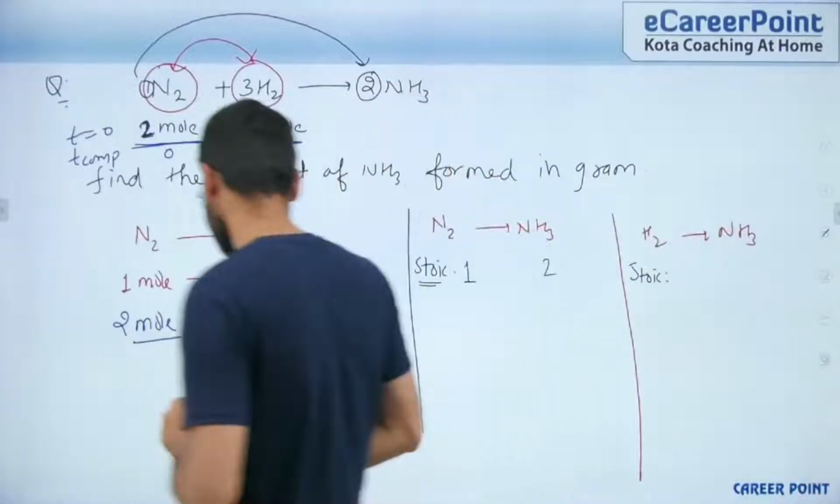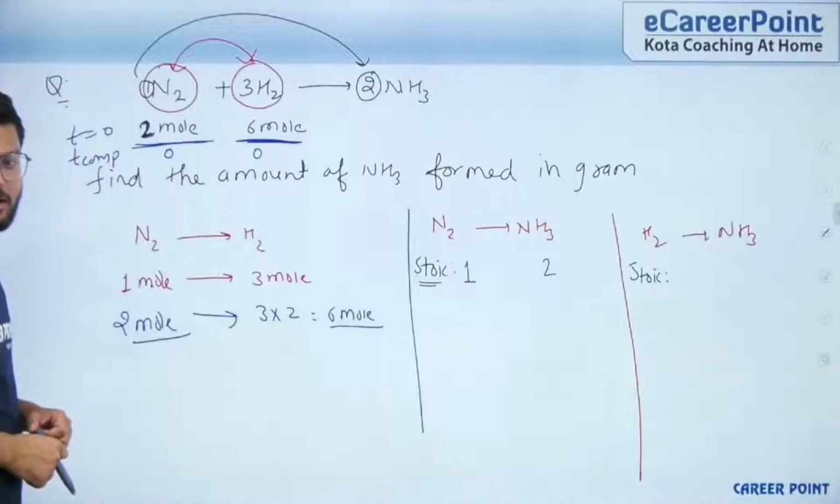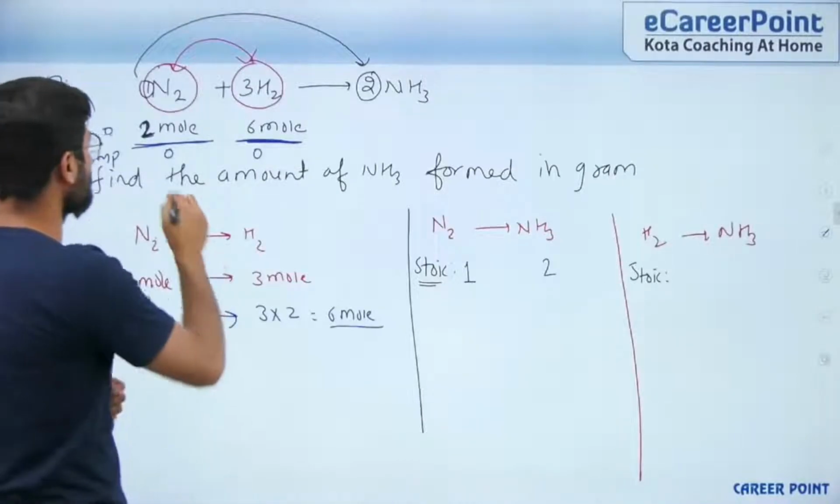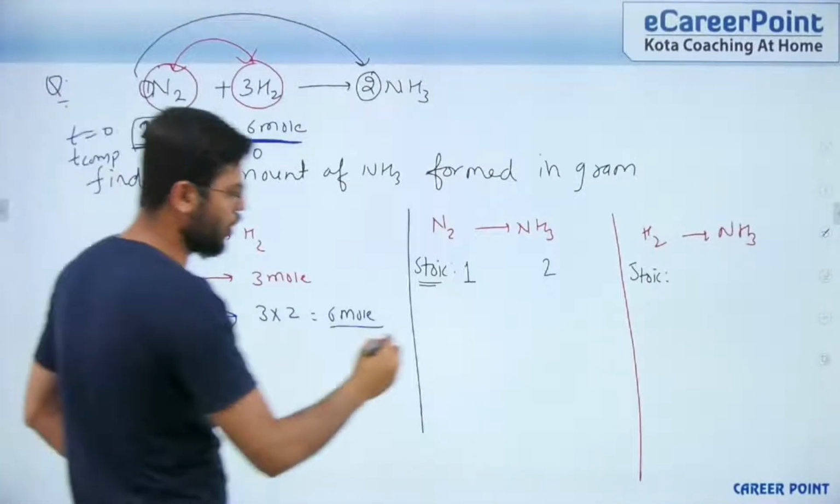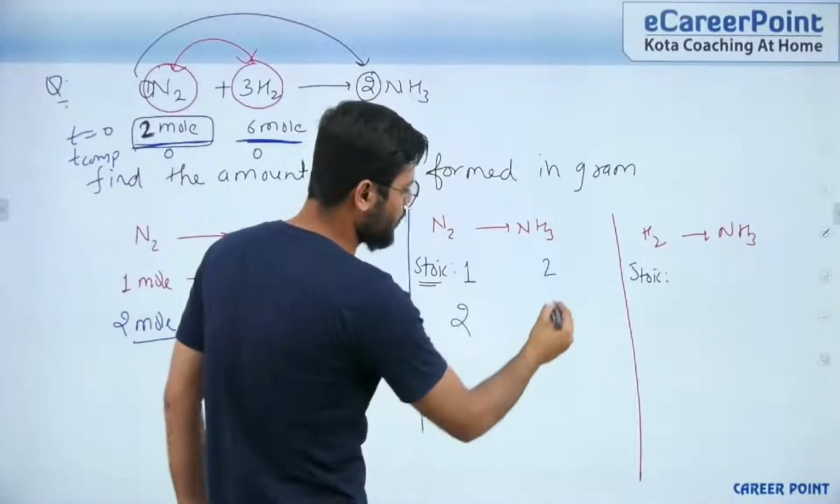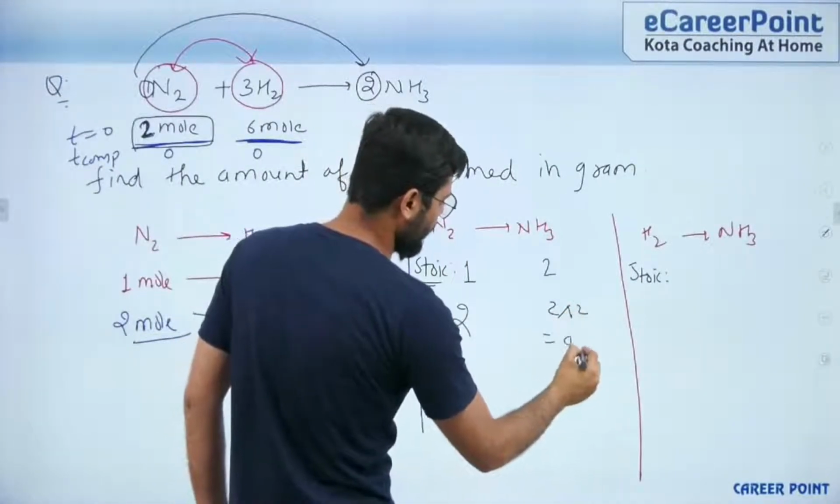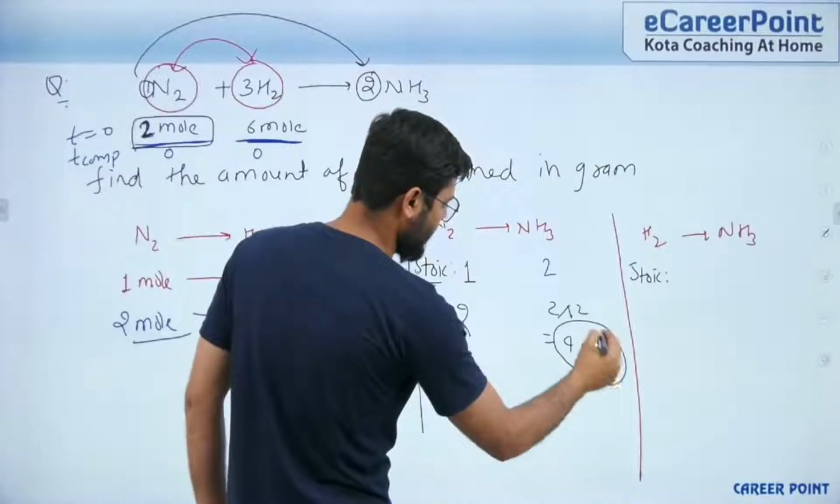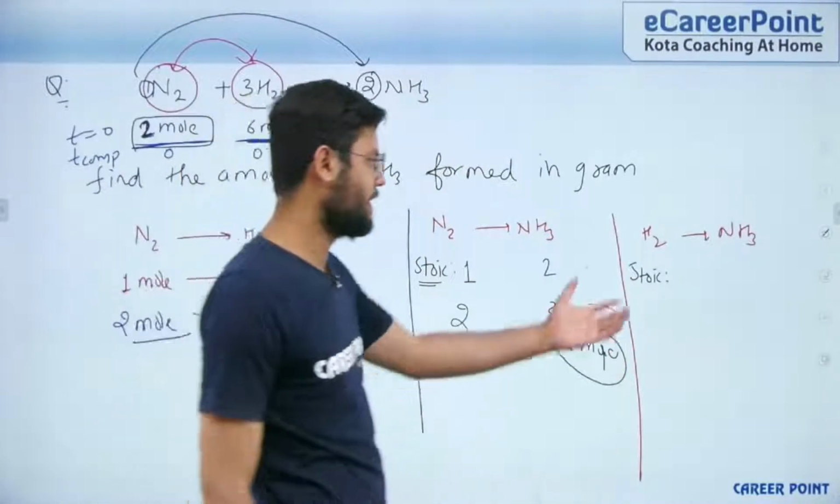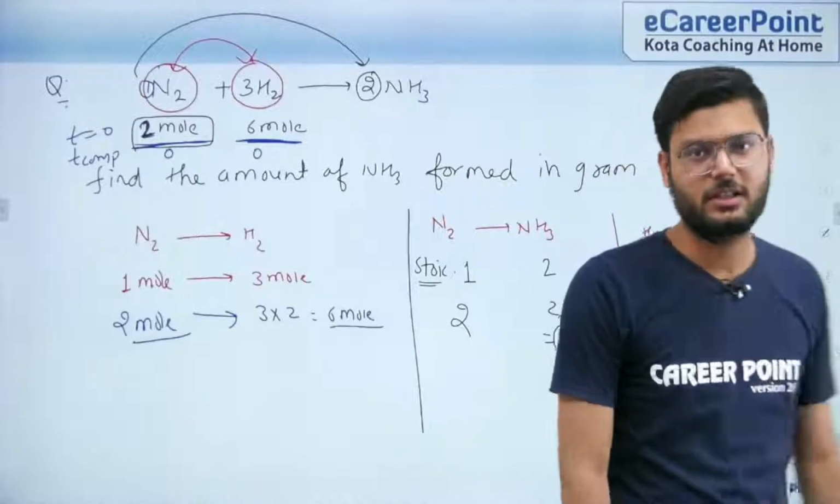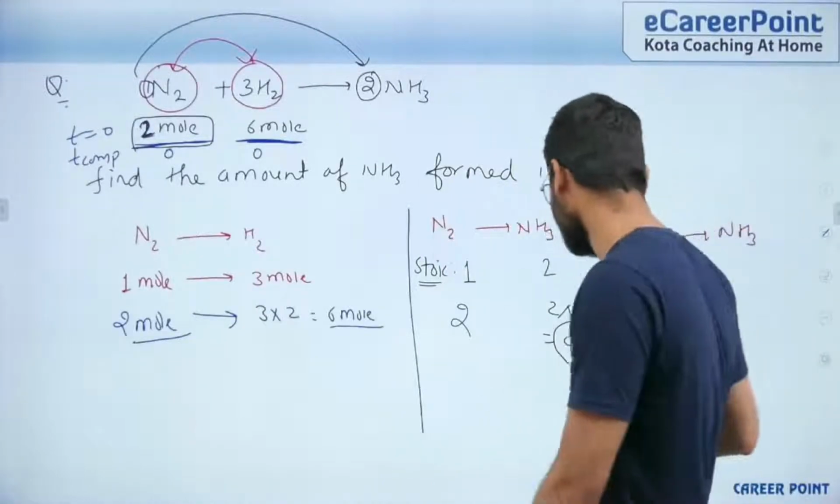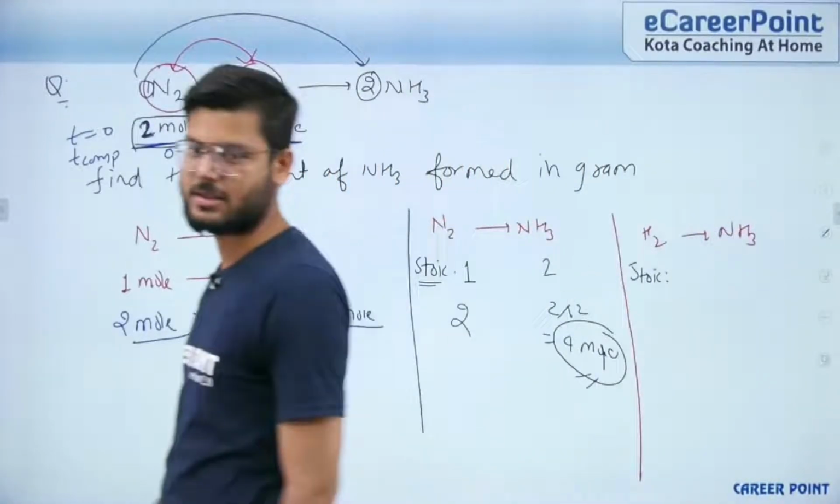Then, my dear students, how many moles of nitrogen do I have? 2 mole. So 2 mole is going to form 2 into 2, which is equal to 4 mole of ammonia. Similarly, we can try with the hydrogen. Just try it with the hydrogen. Are you getting the same answer? Just do it once and let me know.